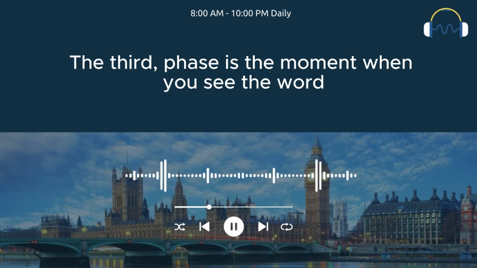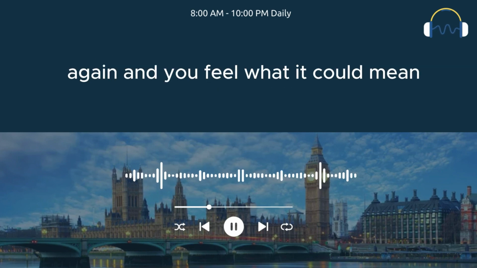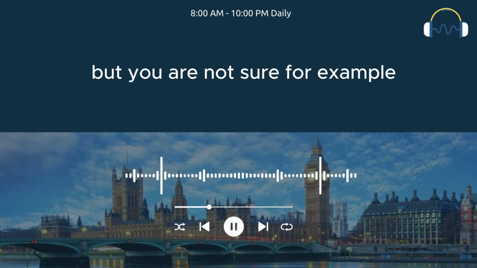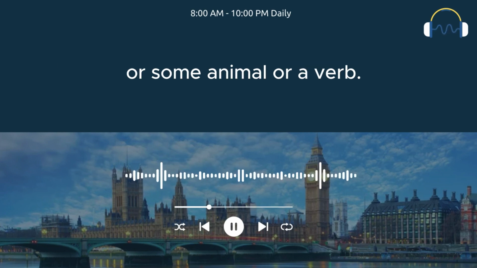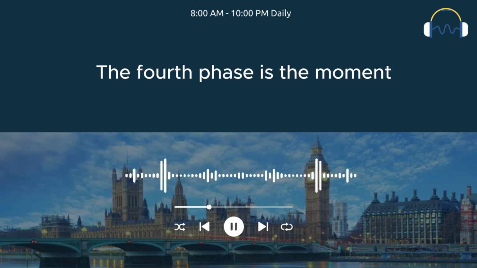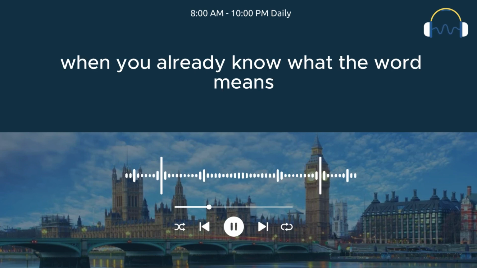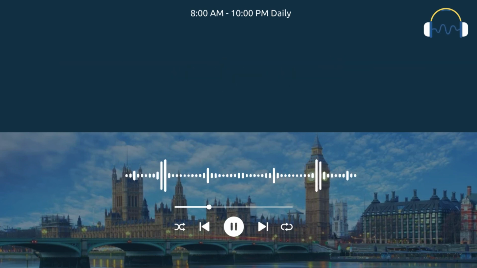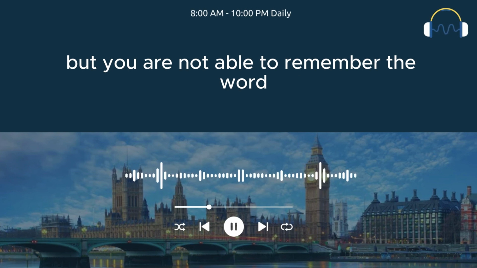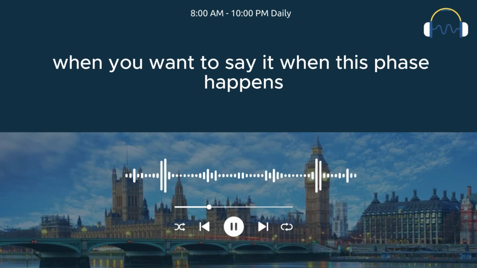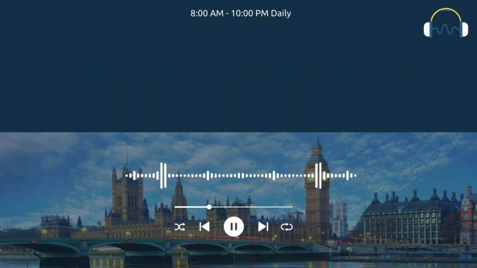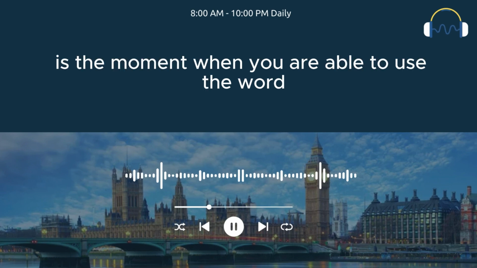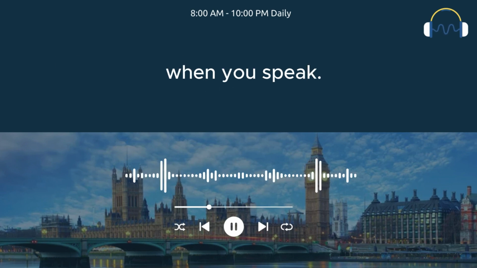The third phase is the moment when you see the word again and you feel what it could mean, but you are not sure. For example, you know that the word is some kind of object or some animal or a verb. The fourth phase is the moment when you already know what the word means when you see it, but you are not able to remember the word when you want to say it. When this phase happens, the word is in your passive vocabulary. The fifth phase is the moment when you are able to use the word when you speak.